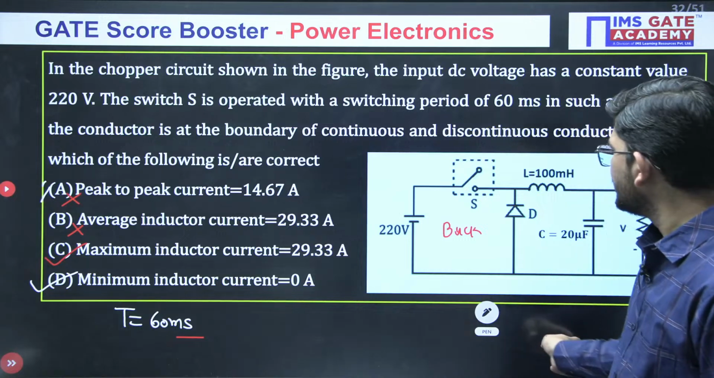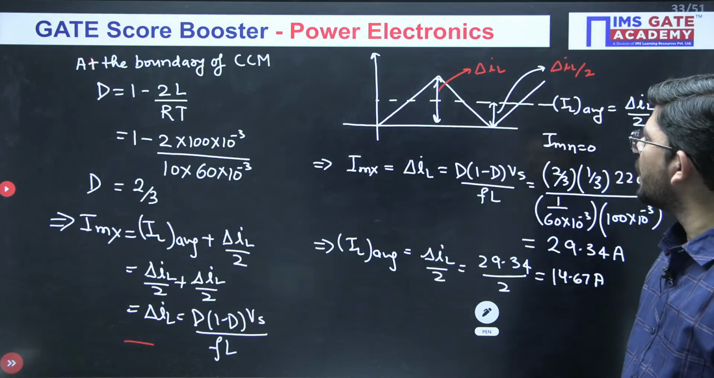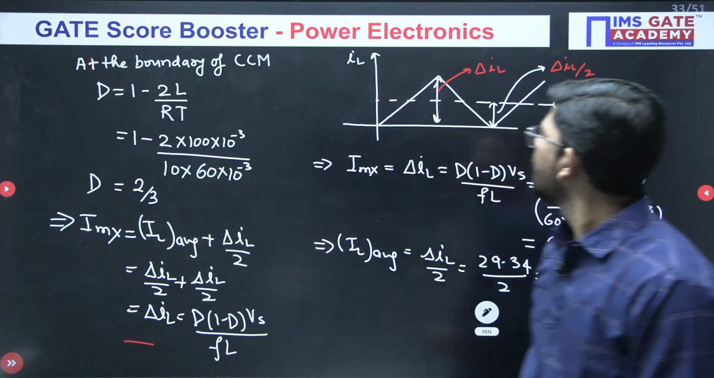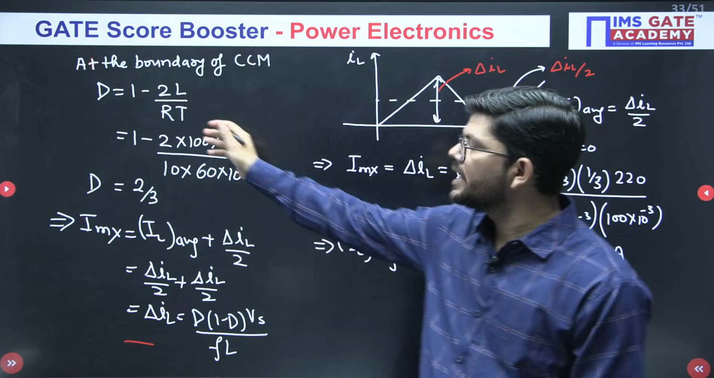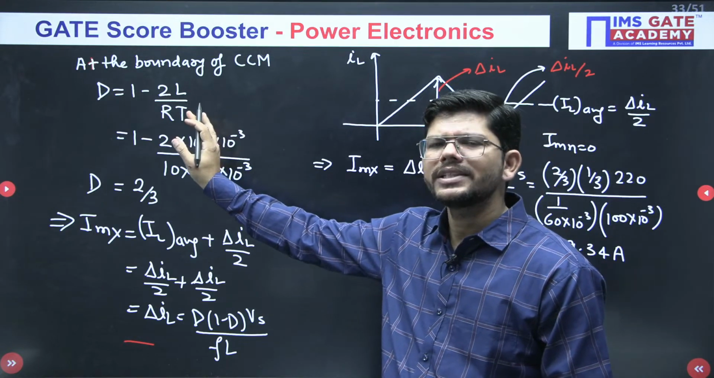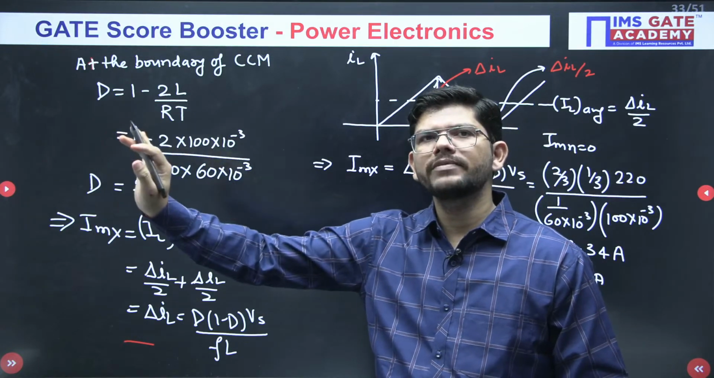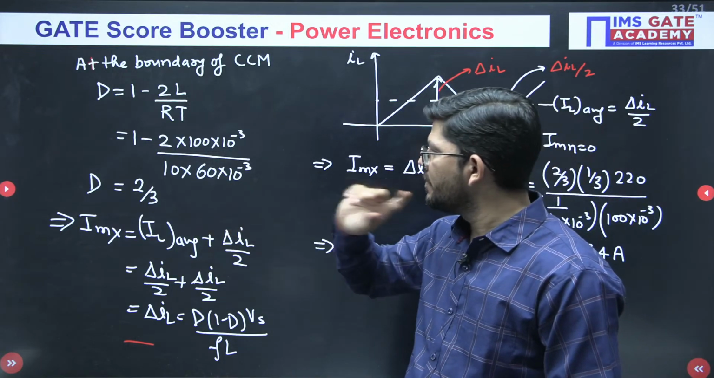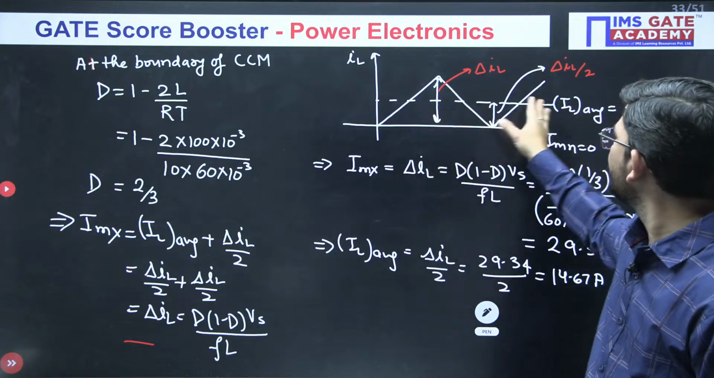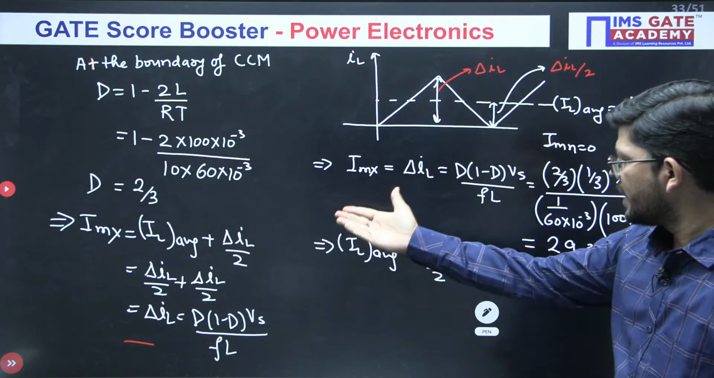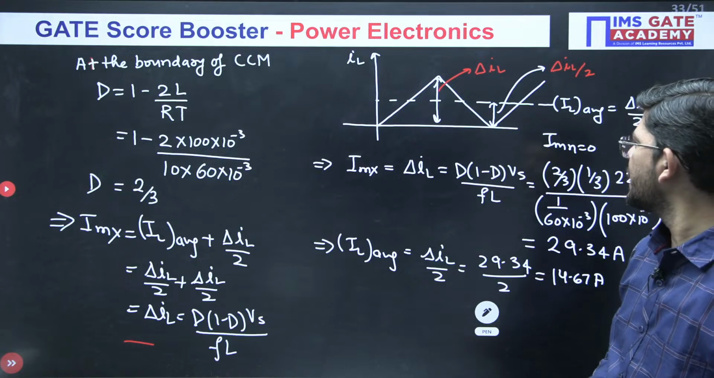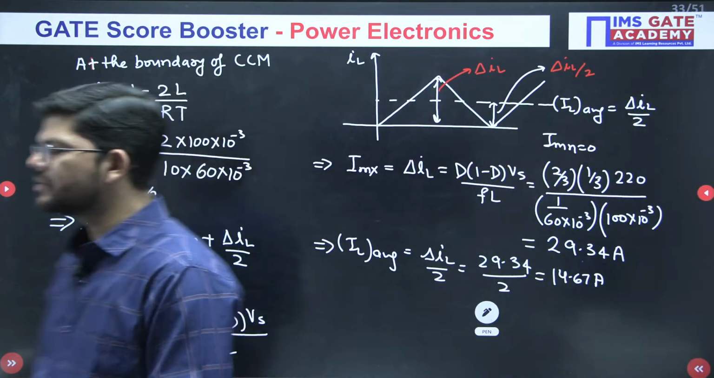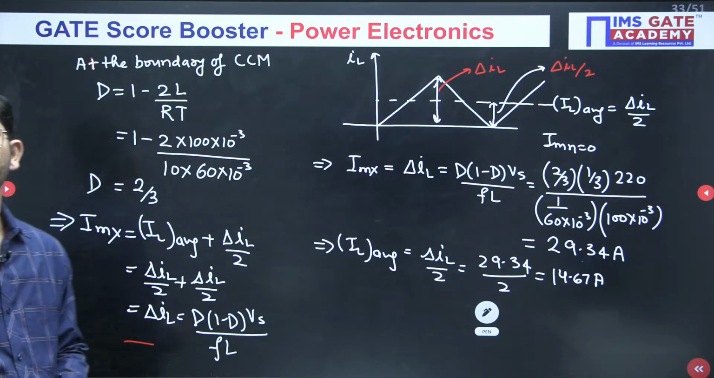Very good. So just see, at the continuous conduction mode boundary, if the converter is operating, this is how your inductor current will be behaving, and I minimum will be 0. If you know this condition for buck converter, you may derive it for boost and buck boost as well. Different formulas you will be getting. Through this you can calculate the value of D, and Imax you can calculate by using this formula. It will become delta IL, which is the peak to peak current, and then IL average will be delta IL by 2. In this way you can calculate all the values.